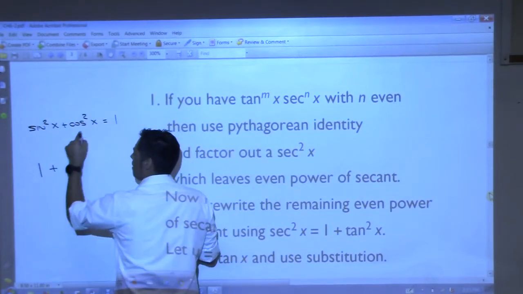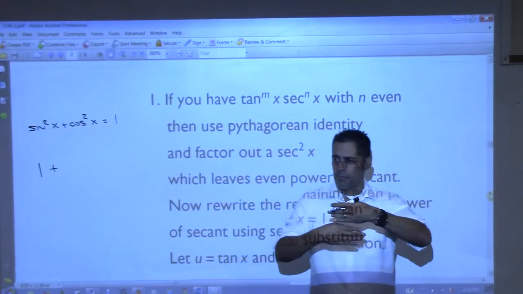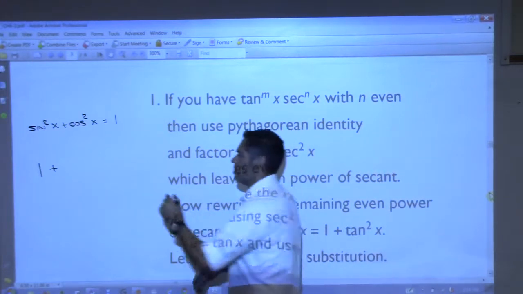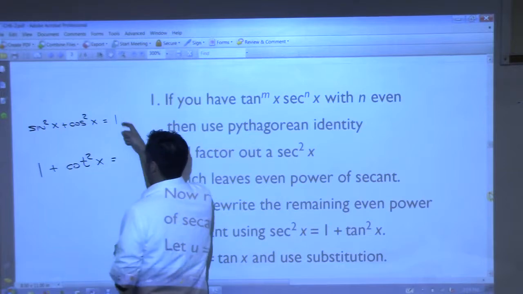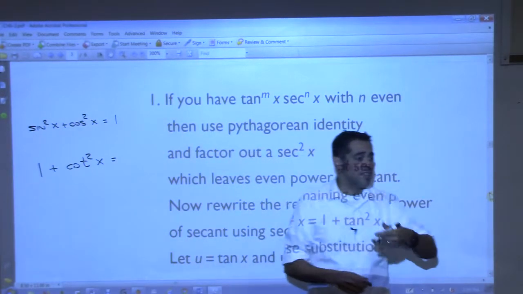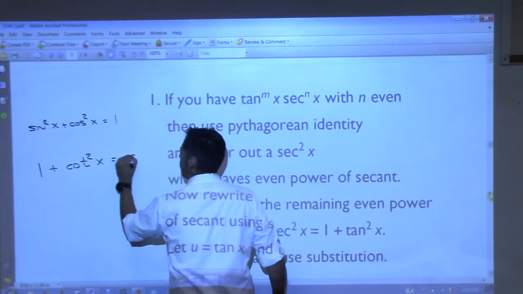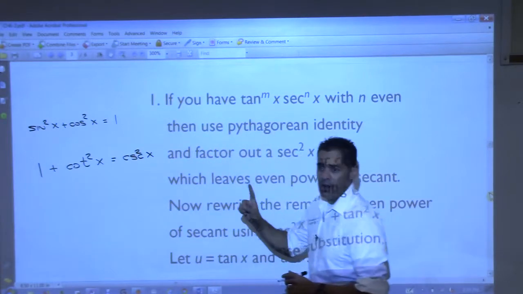What would happen if I divided this by sine squared? 1. Okay, if I divided that by sine squared, I would have cosine squared over sine squared. What's cosine over sine? Cotangent, right? So this would be cotangent squared x. And then this, what did I divide through by? Sine squared. This would be 1 over sine squared. What's 1 over sine? Cosecant. So this would be cosecant squared x. That's one of the Pythagorean identities.